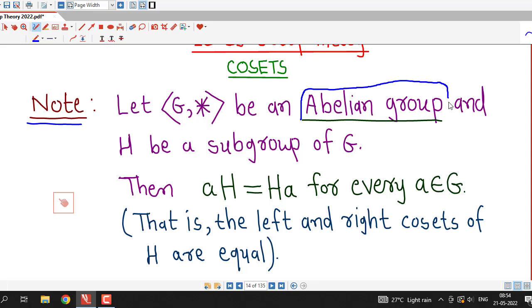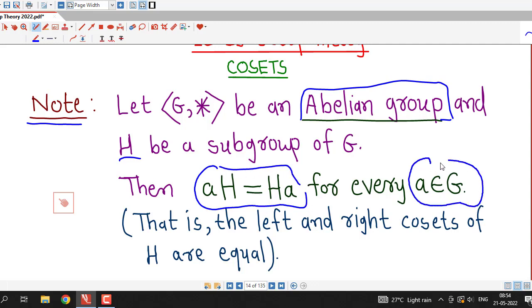Suppose we have an Abelian group and we want to find the cosets of a subgroup of the Abelian group. This result says that if you have an Abelian group, then left cosets and right cosets are equal for every element of the group. So the simple meaning is that the left and right cosets of a subgroup H are equal if the given group is Abelian. So whenever you are asked to find left as well as right cosets, you can check whether your group is Abelian or not, and if you are sure that your group is Abelian, then you can use this result. You can first find the left cosets, and because left and right cosets are equal, you can directly write down the right cosets also.